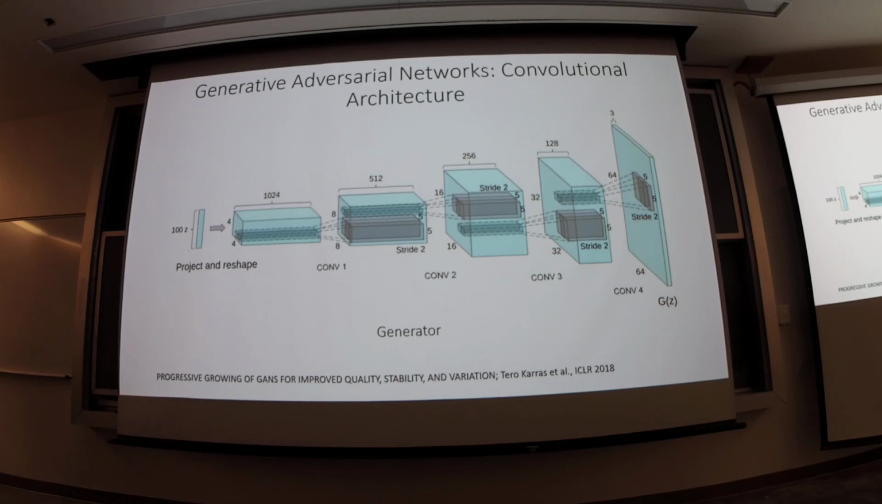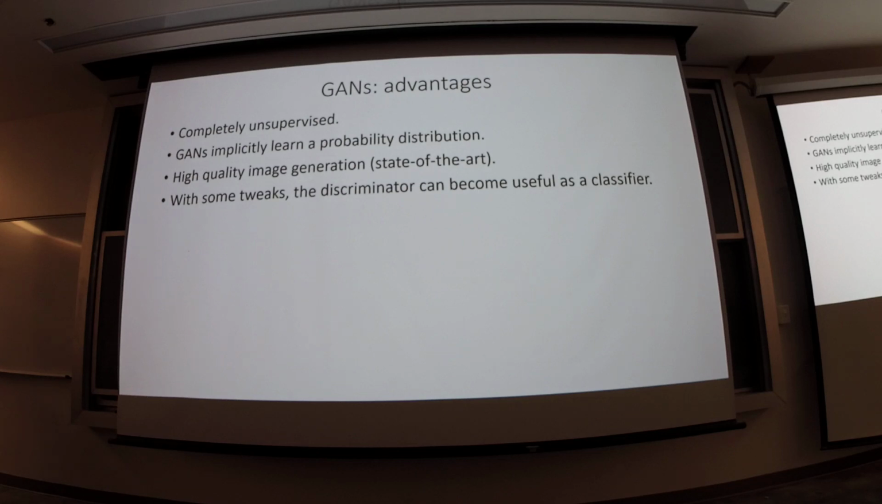So, the advantages of GANs are that they are completely unsupervised, and that they implicitly learn probability distributions, even very, very complex ones. The main advantage is the quality of the images. Especially for images, GANs are the best you can find to generate images, because if you remember, for example, VAEs, even if they are very good, they will always give you blurry stuff. Then with some tweaks, the discriminator can also become useful as a classifier, but you have to modify it.